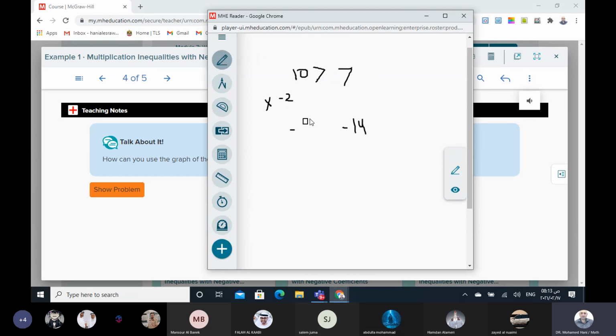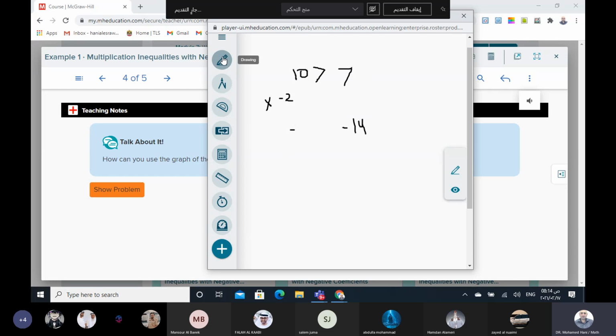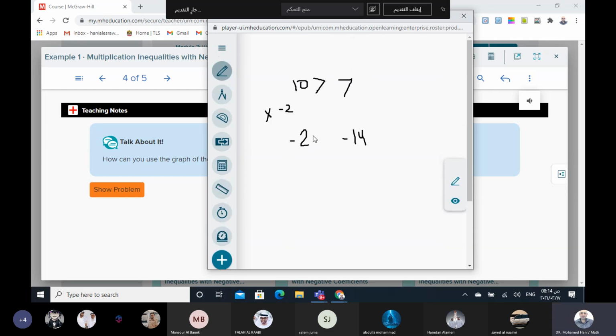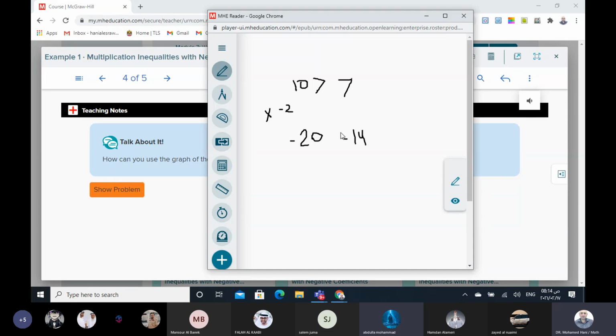Minus 2 times 10 will be minus 20. My question now, is minus 20 greater than minus 14? No, mister, not greater. It is less than. What do you note here? The sign changed when we multiply by a negative number.